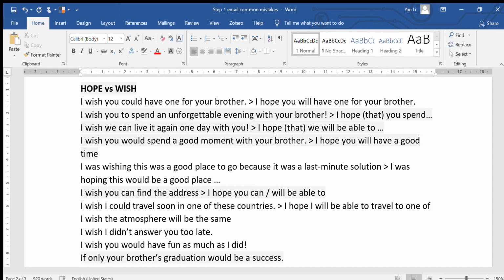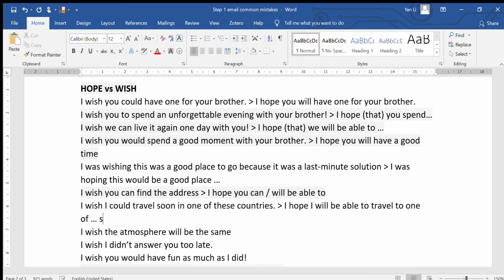If you say "soon I hope", that means that you're not hoping right now, but soon you will hope. Whereas "I hope I will be able to travel to one of these countries soon" is the travel. You hope that the travel will be soon. Right now you hope that in the future the travel will be soon. "I wish the atmosphere will be the same." "I hope the atmosphere will be the same."